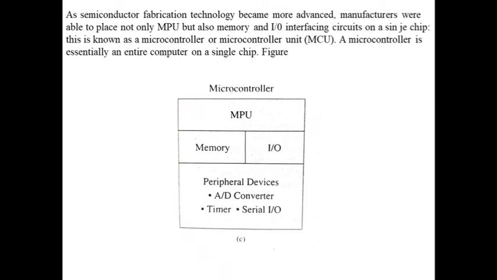So see figure C. This is the block diagram of microcontroller. It includes entire microprocessor unit, memory, input, output. Not only this, peripheral devices such as A to D converter, timer and serial input output control.